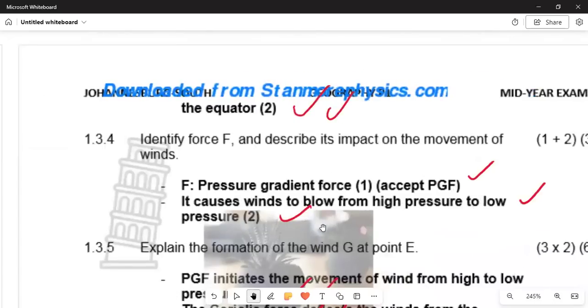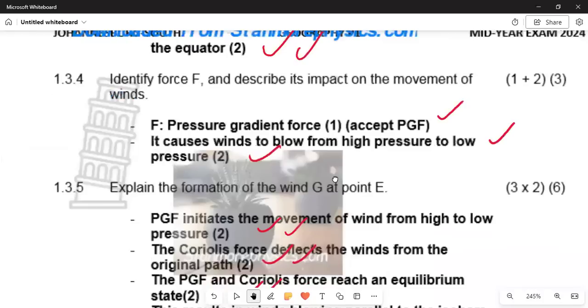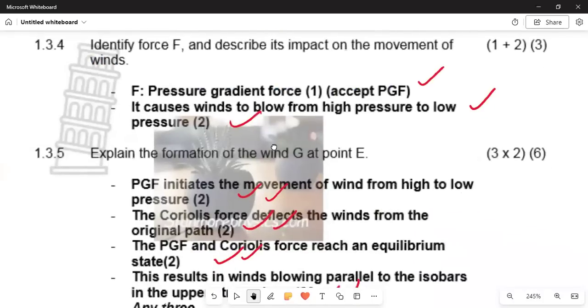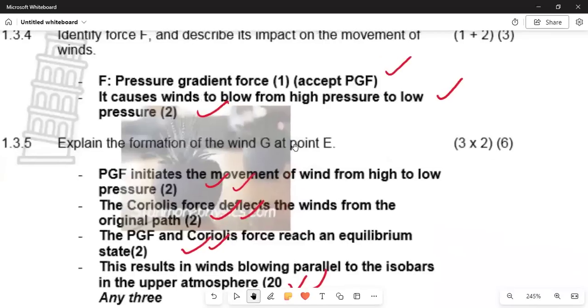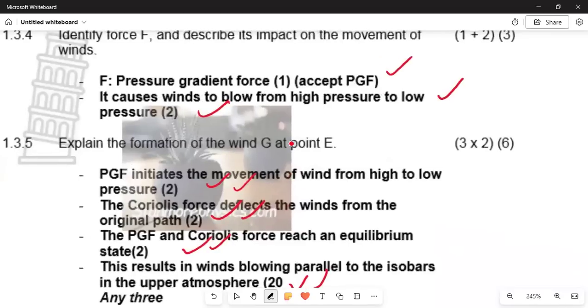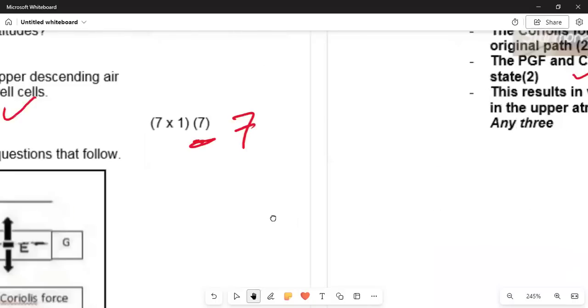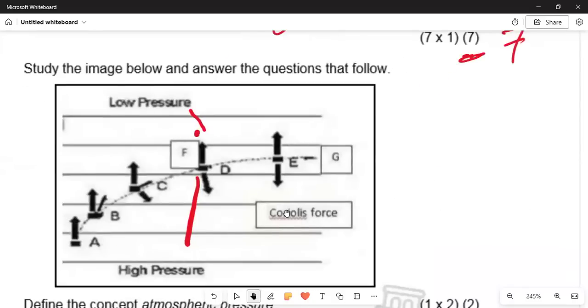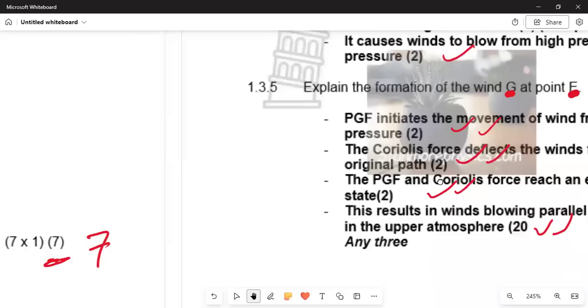And then if we are moving on again, we are hitting 1.3.5. Okay. And it says, explain the formation of the wind G at point E. The wind G is at point E. This is the wind that we are talking about of the Coriolis force. It is at G here, at this point, which is at E. So can you see that particular wind that we are talking about? And then how does that form?